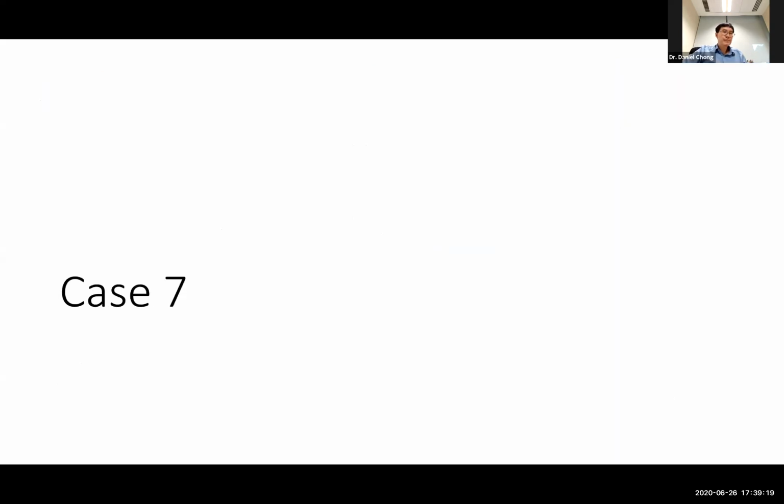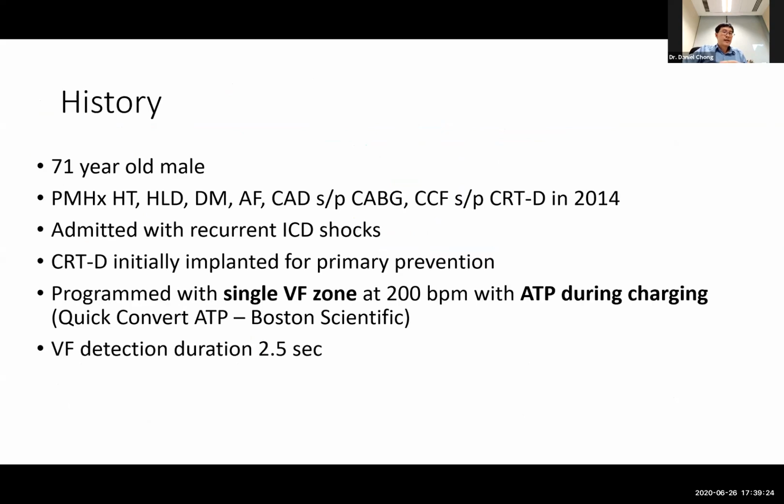Okay. All right, let's go on to case 7. Okay, case 7 is a little bit longer, so I will just give a bit of a history. It's a 71-year-old male with multiple comorbidities with a CRTD implanted. The CRT is programmed with a single VF zone at 200 beats per minute.